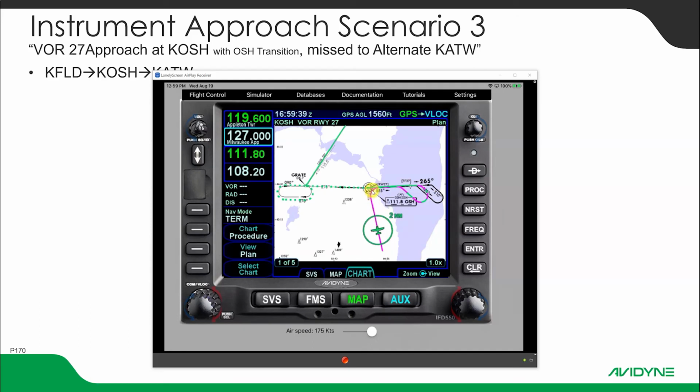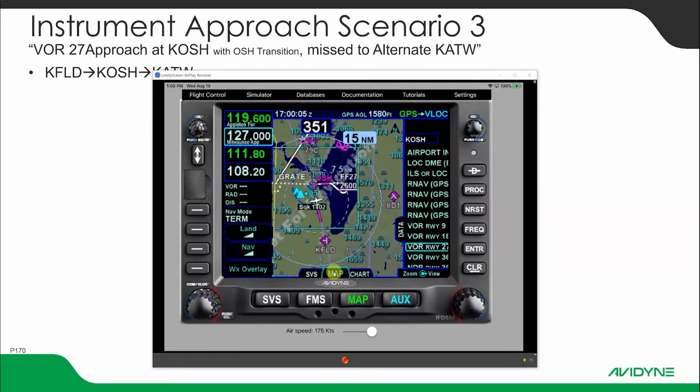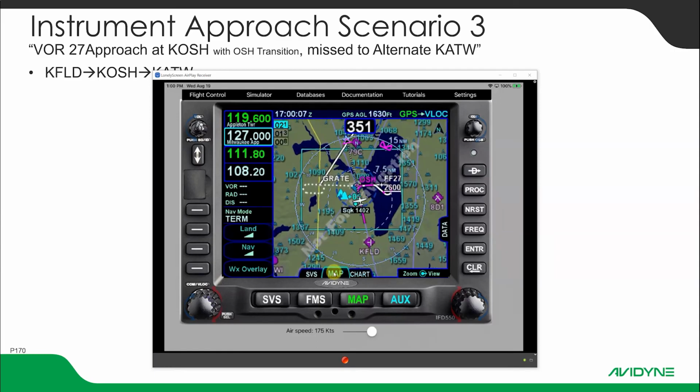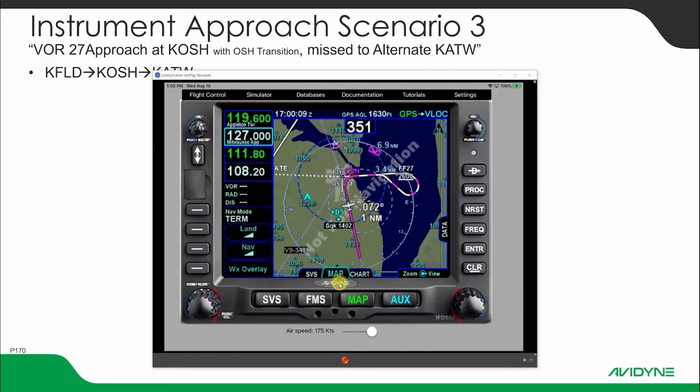So we're going to fly outbound off of that VOR. And it's automatically tuned 111.8, which is the Oshkosh VOR. We'll fly outbound, do the course reversal, and then fly inbound. And then here's our missed over here. There it is. Pinch zoom in a little bit.